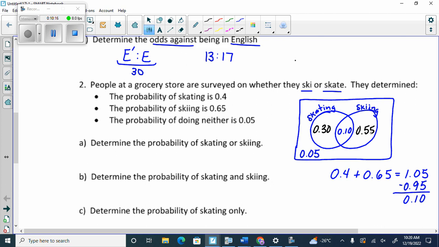Now I have every single probability. I don't do any division. So the probability Venn diagram is actually easier because now I can just answer any question off of it immediately. So here it says probability of skiing or skating.